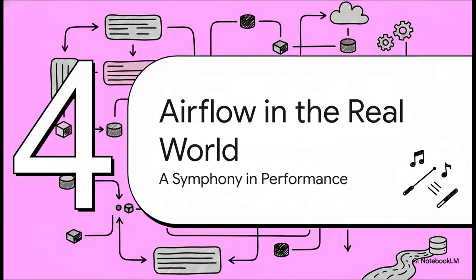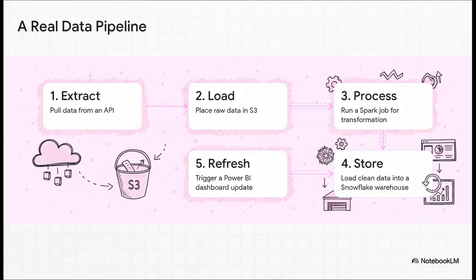Okay, enough with the theory. Let's see what this looks like when the symphony is actually in performance. How does Airflow conduct a real, honest-to-goodness data pipeline from start to finish? So here's a totally classic data pipeline. First, at the scheduled time, Airflow gives the cue for step 1, extract. It kicks off a task to pull data from an external API. It then waits.